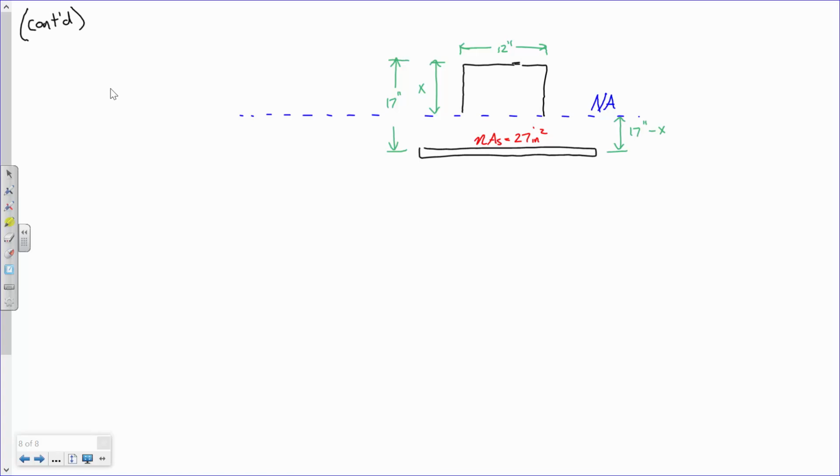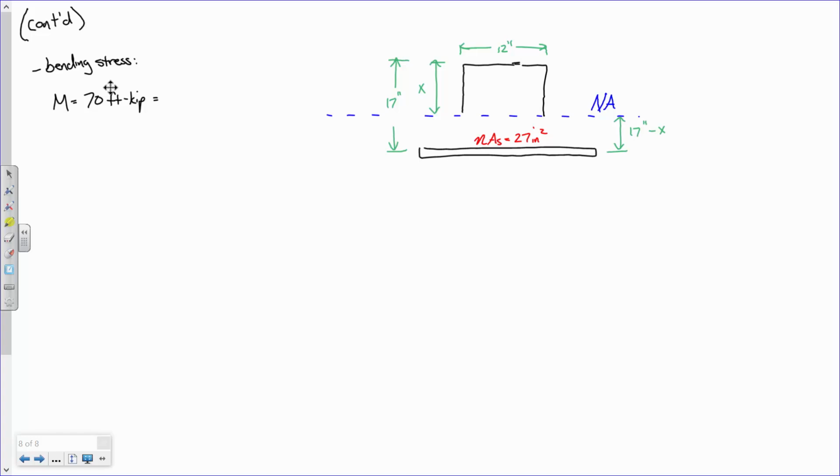Okay. What we need to do is compute bending stresses, because that's what the problem's asking. We need to determine bending stress. Now, remind me, how much moment did we apply to the section? 70 foot kips. Just to keep things simple, I'm going to convert this into inch pounds.